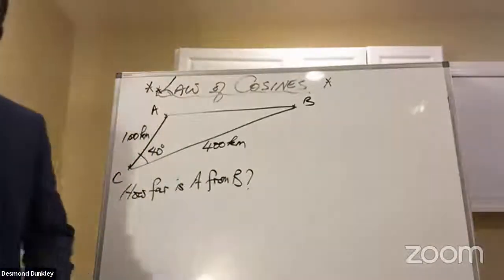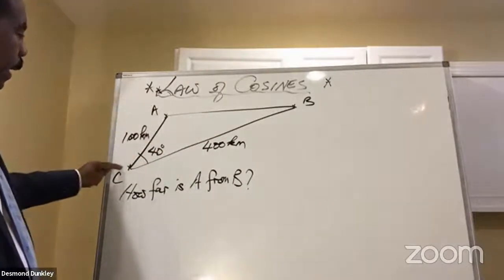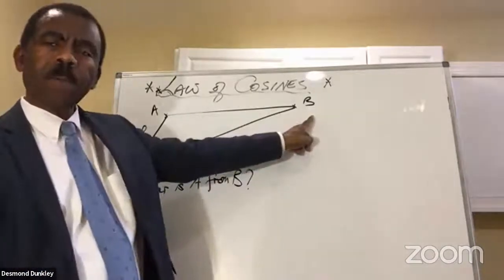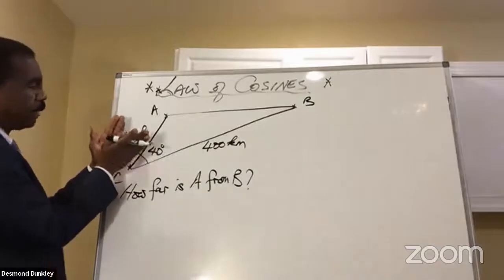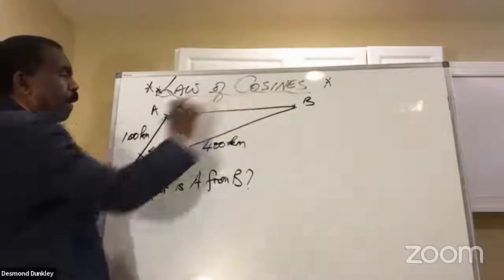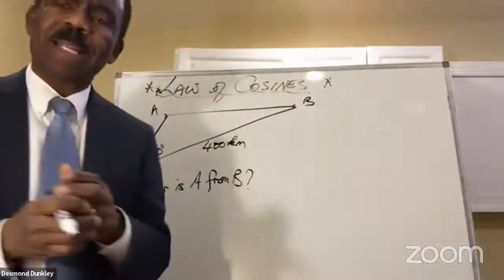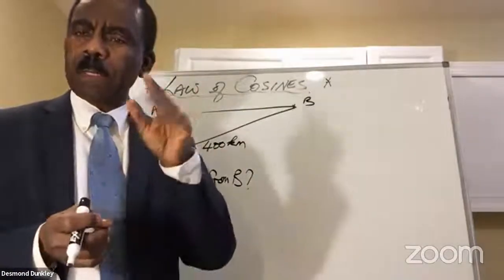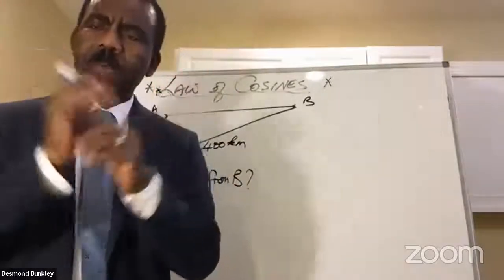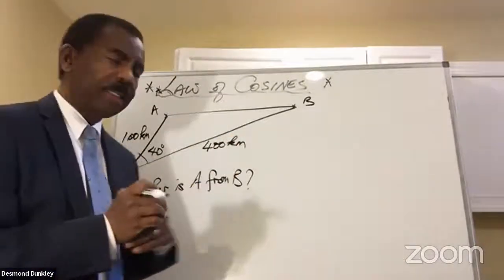So again, 3 boats are at sea. A and C are 100 kilometers apart. C and B are 400 kilometers apart. And the angle between A and B from C is 40 degrees. How far is A from B? And I guarantee you that when doing the routes for planes in the traffic control towers, they're able to do those calculations to see the distance apart from 2 airplanes.